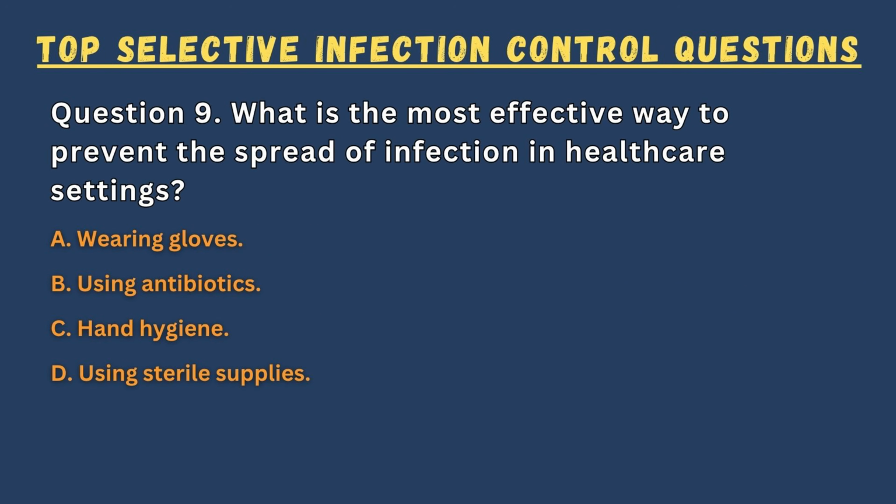Question 9. What is the most effective way to prevent the spread of infection in healthcare settings? A. Wearing gloves. B. Using antibiotics. C. Hand hygiene. D. Using sterile supplies. Answer. C. Hand hygiene.